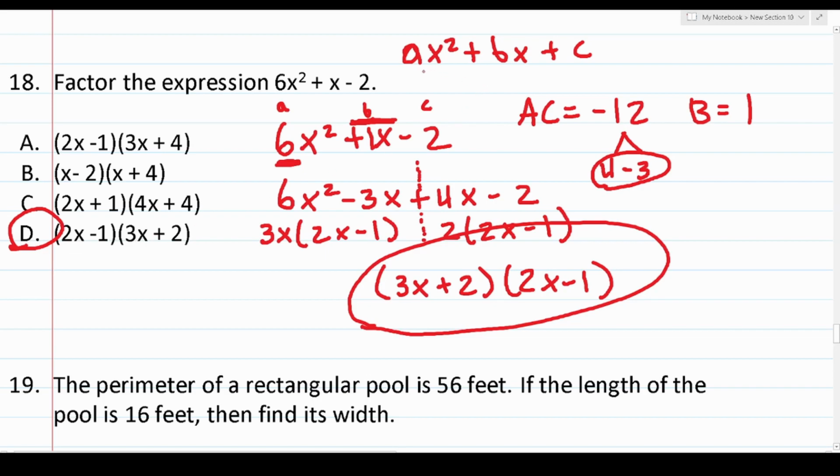I do have a video in which I discuss how to factor quadratic equations in which the leading coefficient is something other than 1. Again, the Australian method, once you get the hang of it, makes solving these problems very quick and easy. Okay, so that's that one.